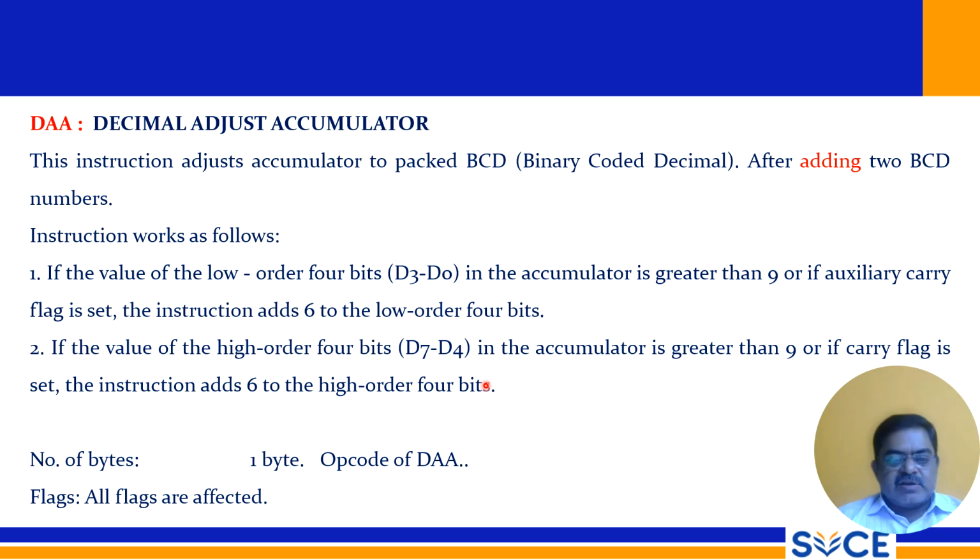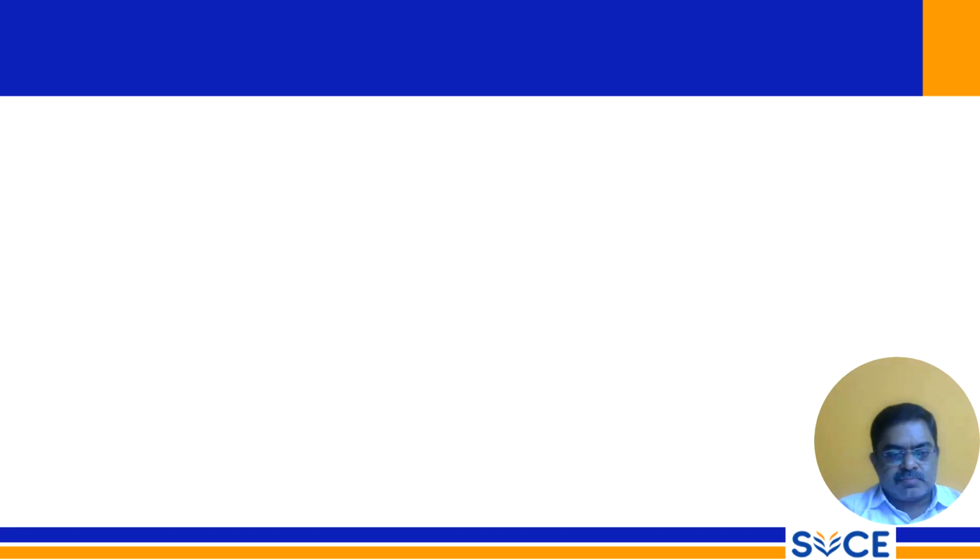So this is DAA, decimal adjust accumulator. The decimal place is adjusted here in order to form BCD numbers. It is especially used to add two BCD numbers, binary coded decimal numbers. It comes under implied addressing mode, and it is 1 byte. All flags are affected here also.